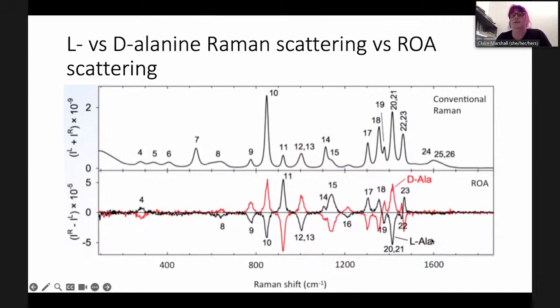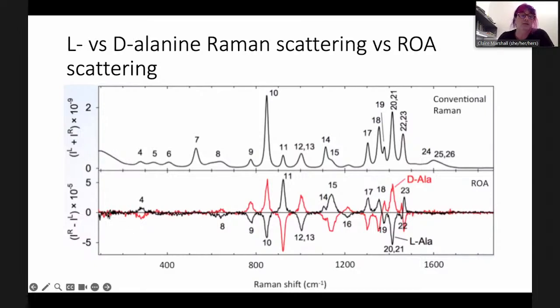Now, a few things to notice here. You'll notice that this Raman spectrum looks pretty good. Nice signal to noise and nice intense vibrational features. If you look at the ROA spectrum below, this took 4 hours longer to collect than the top spectrum. And that's simply due to a weaker Raman scattering phenomenon.